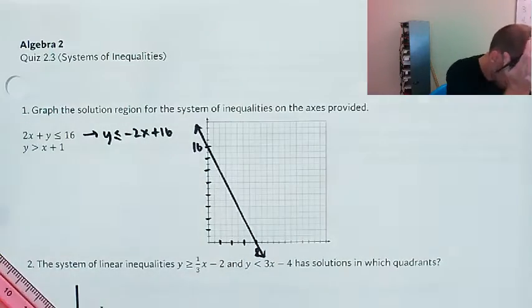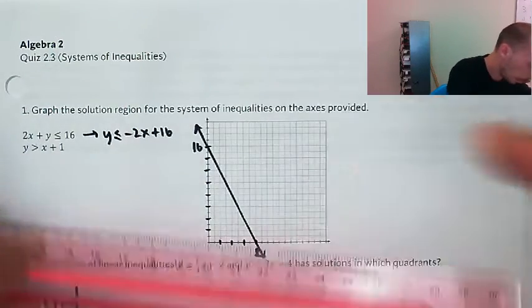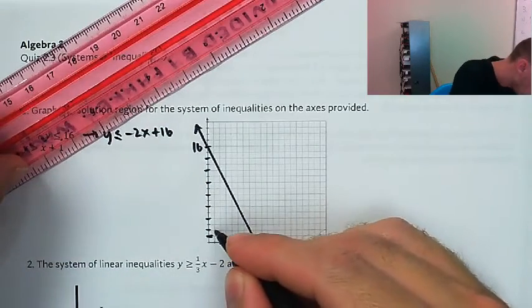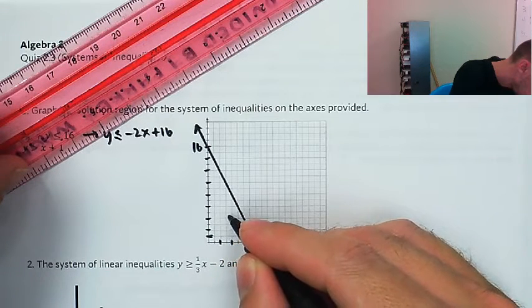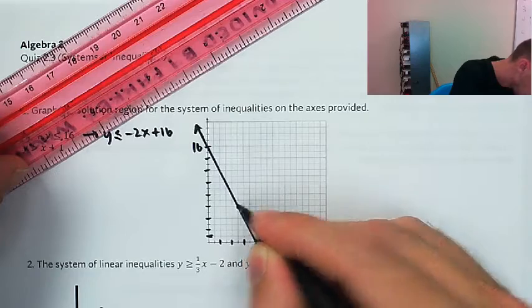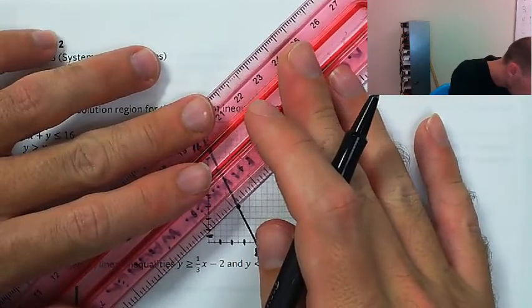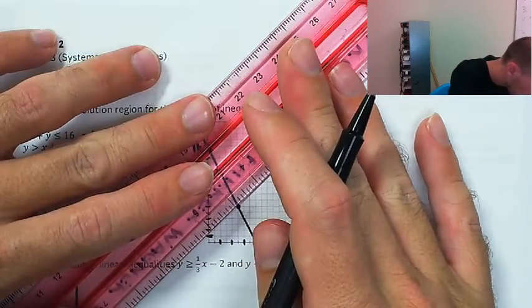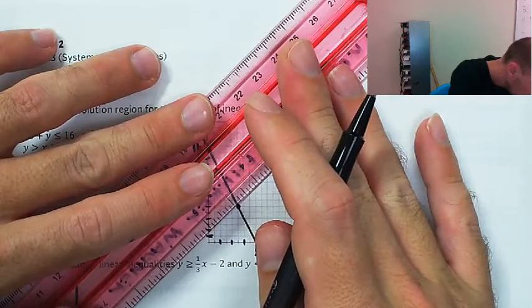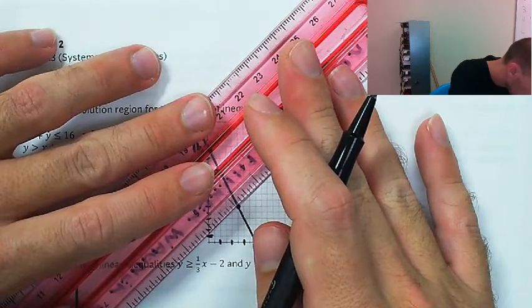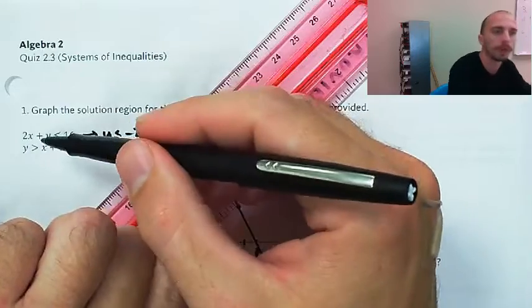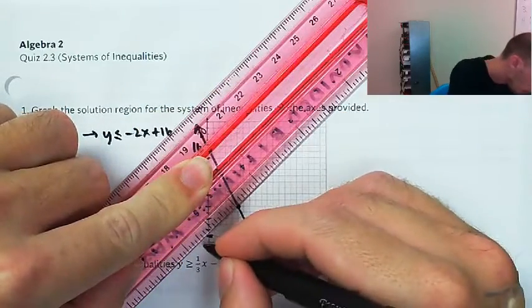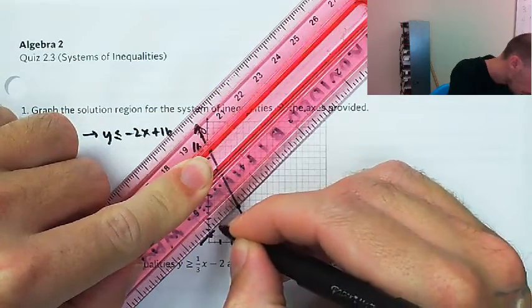And y is greater than x plus 1. Okay, there's 1. Here's going to be positive 1x. Let's see, it's going to run in at this spot right here, so I might as well just kind of aim for that anyway. And this is a strictly greater than, so I'm going to draw a dotted line.